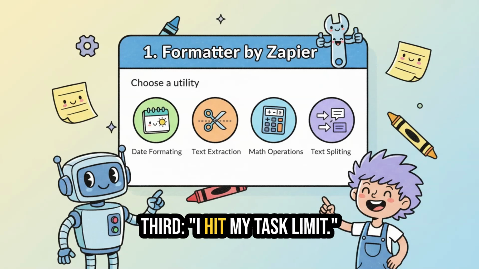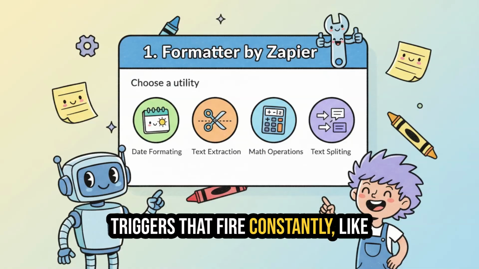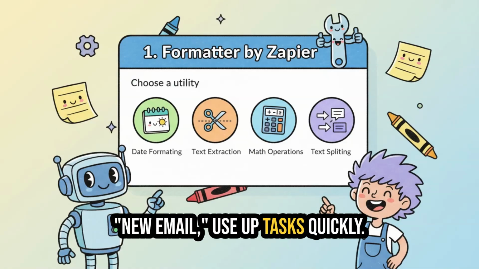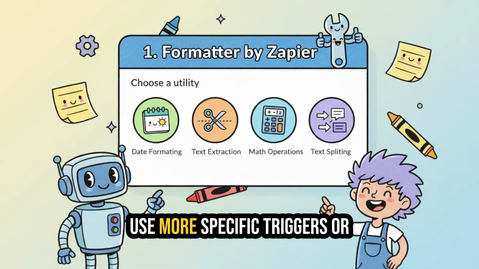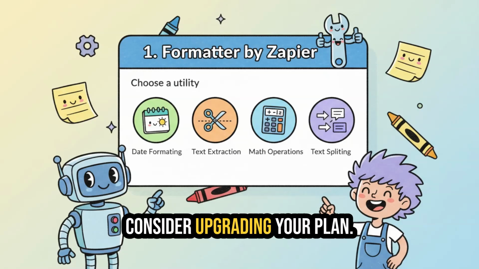Third, I hit my task limit. Each Zap run uses one task. Triggers that fire constantly, like new email, use up tasks quickly. Use more specific triggers or consider upgrading your plan.